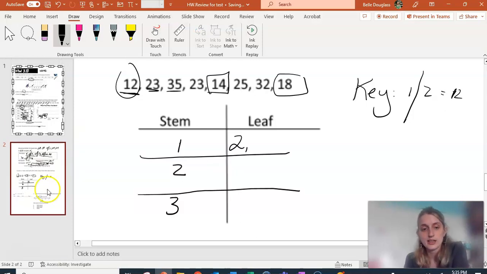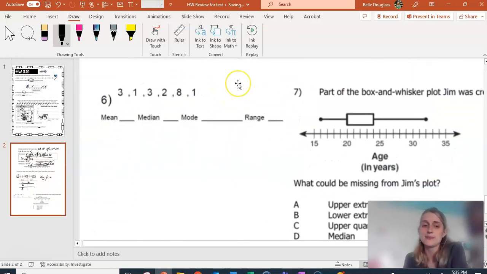There you go. Last problem. No, that's not true. Second to last problem.